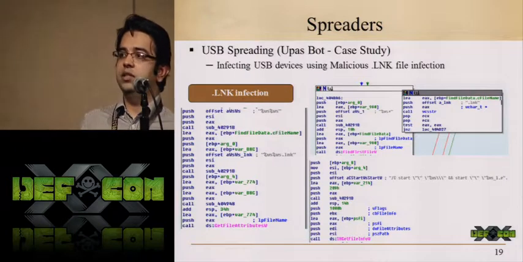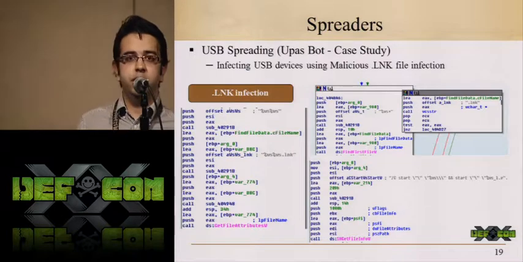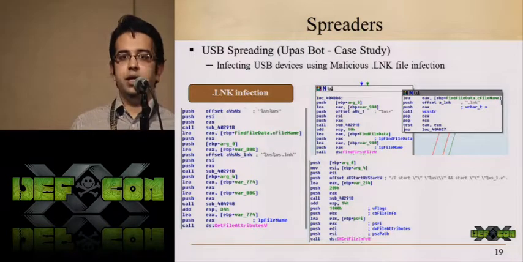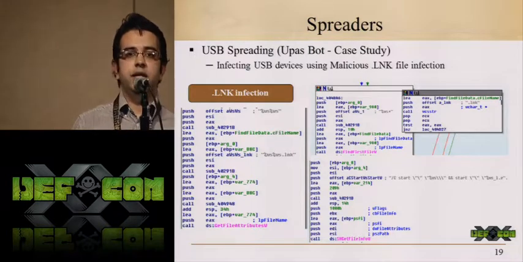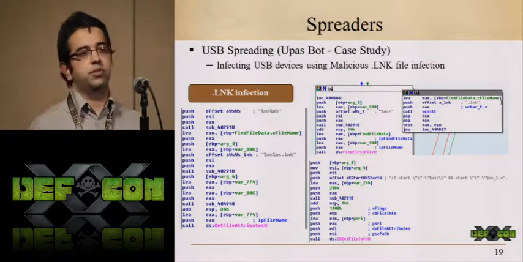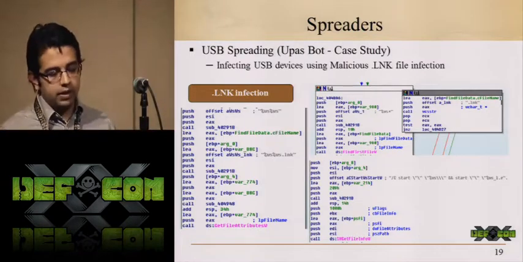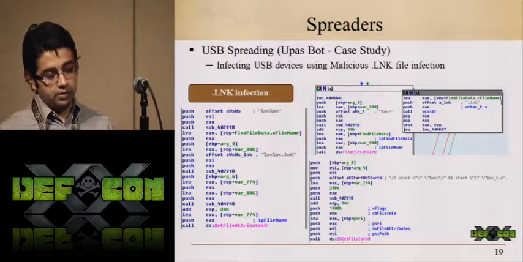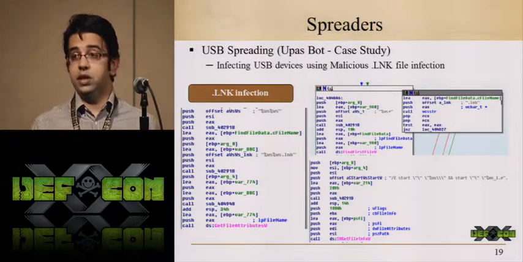So whenever the USB is inserted into another system, it checks for the autorun file as well as the malicious link file. Then it triggers the exe file on the system, which spreads the bot from system to system. This technique works pretty fine, and it's been one of the core techniques of the UPass bot.